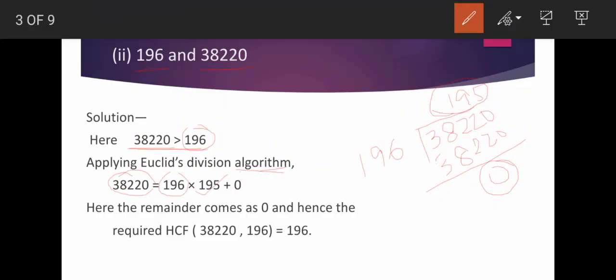Since in just one step we have already got a 0 remainder, therefore 196, the divisor of this step where we got 0 as a remainder, will be acting as the HCF. Therefore the required HCF of 38220 and 196 is 196, and this is the answer of the second question.